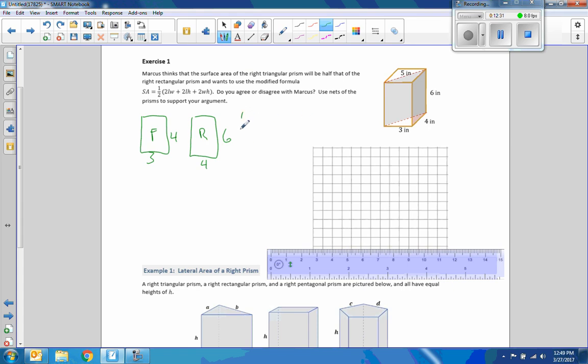And then we have the new back, which is a rectangle, and the length is 5, and the height is 6. Does everybody see that? This is 5, and this is 6. So if you look at this base as a rectangle, that's 5 by 6.